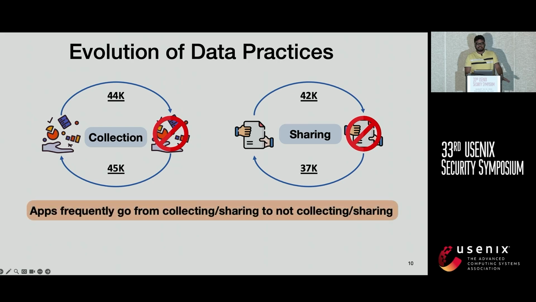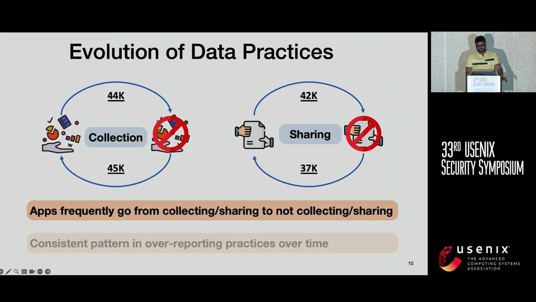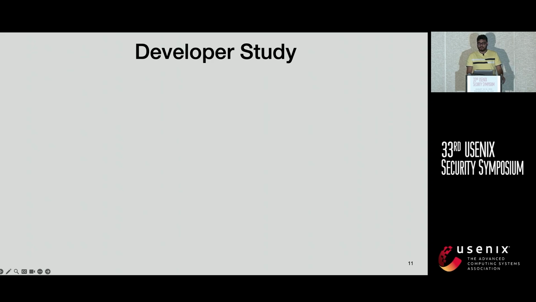We also observe a consistent pattern in over-reporting practices, particularly purposes, over time. This suggests that developers see little risk in over-reporting their data practices. And once again, I think we see this point in the developer study. So let's talk about the developer study.